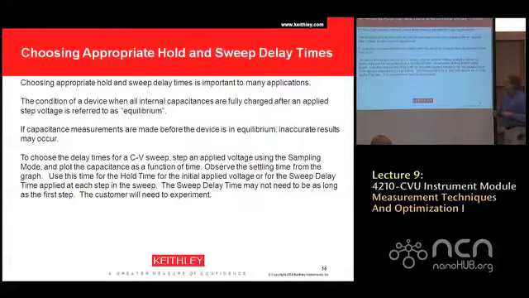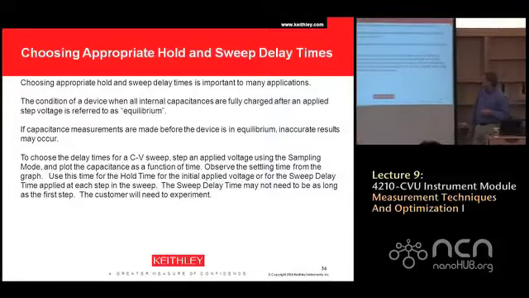So now, how do we choose the appropriate hold and sweep delay times? All right. This is very important, and it's very important because in the semiconductor world, many of the parameters that we're trying to extract are time-dependent parameters. They're things that change with time, and we detect those changes by looking at a change in capacitance or conductance. So we need to know what the appropriate times are.